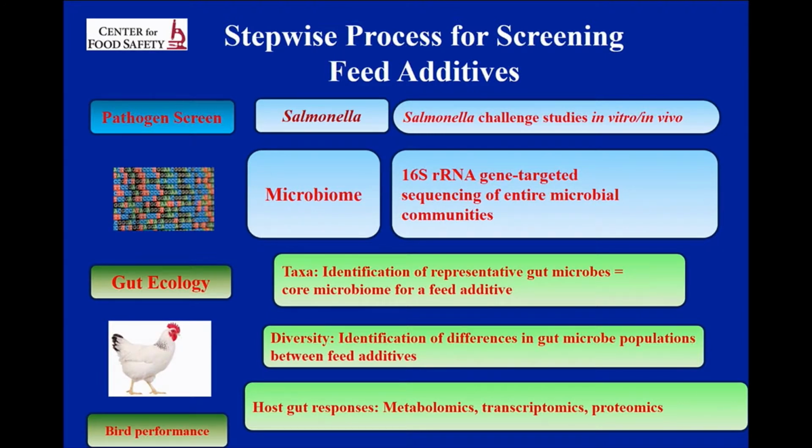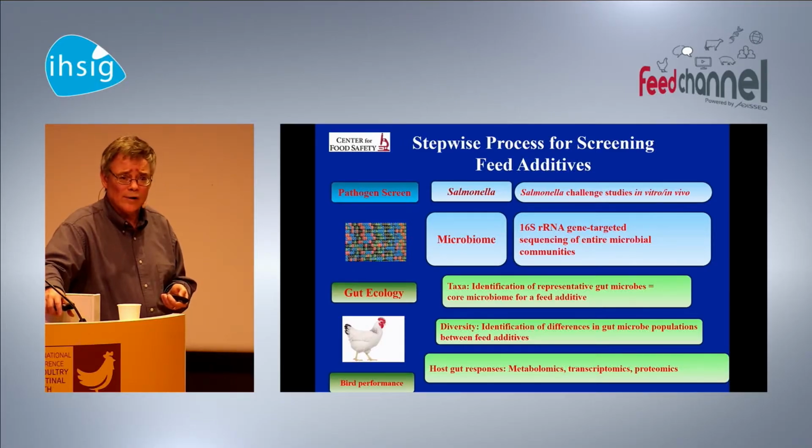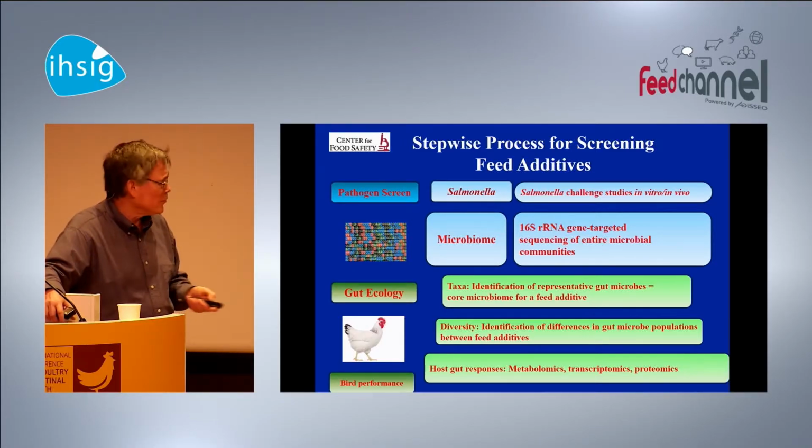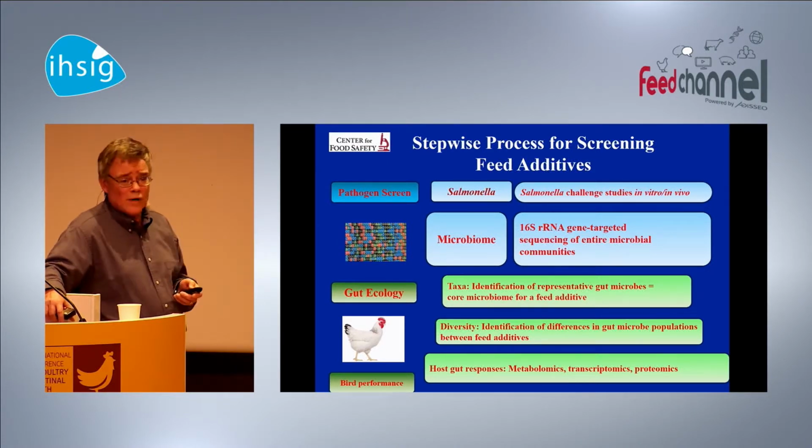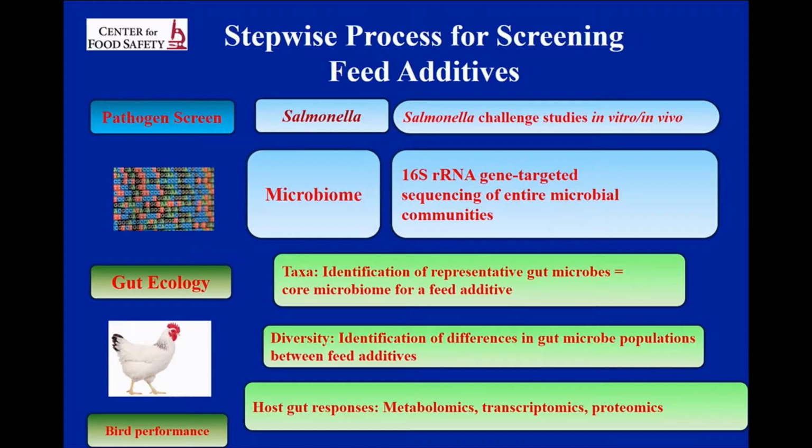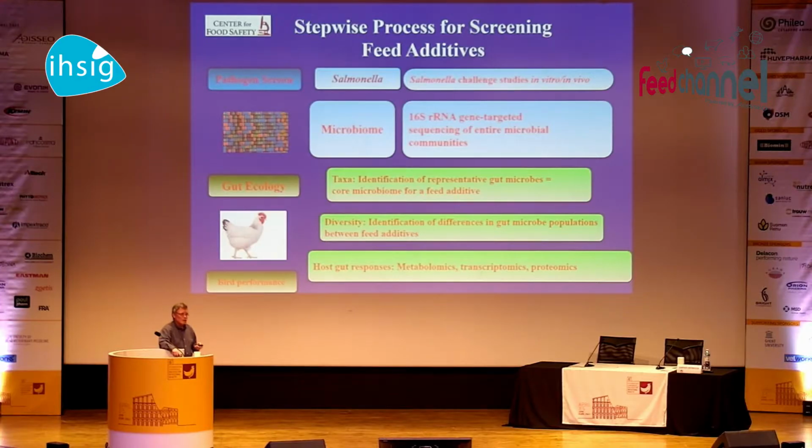And then finally, obviously, the host gut responses: metabolomics, transcriptomics, and proteomics. You want to know what sort of play the immune system has in this. And the immune system, of course, interacts with the microbiome and vice versa. And some prebiotics can be immunogenic as well. So this allows you to start factoring some of these things in. And it's kind of a three-step process.